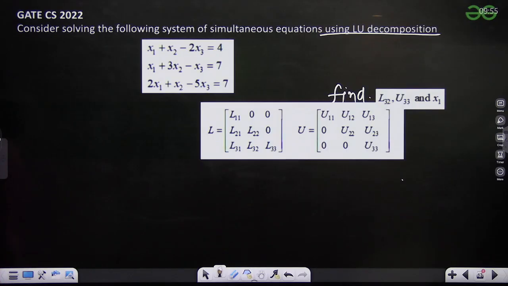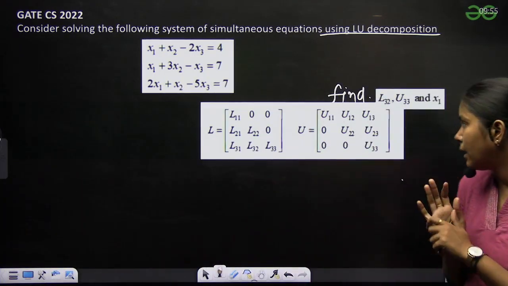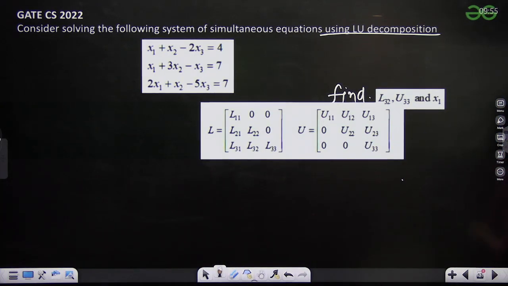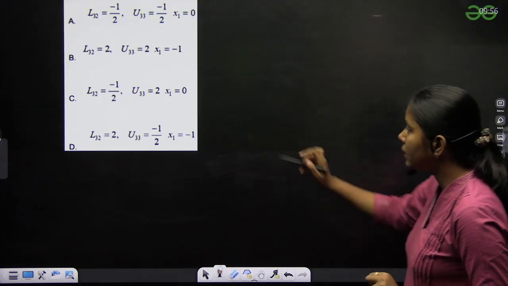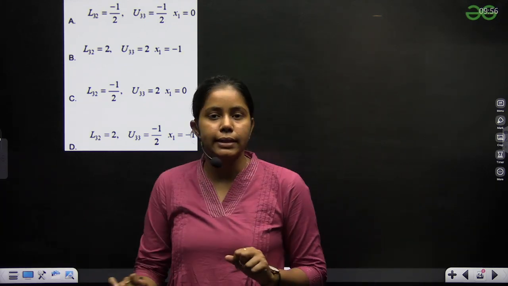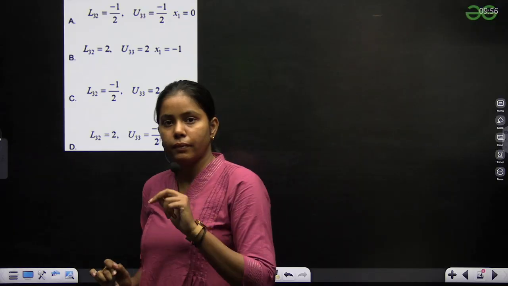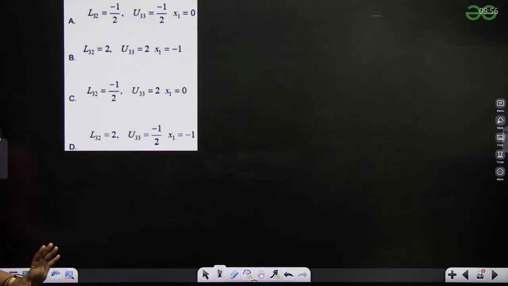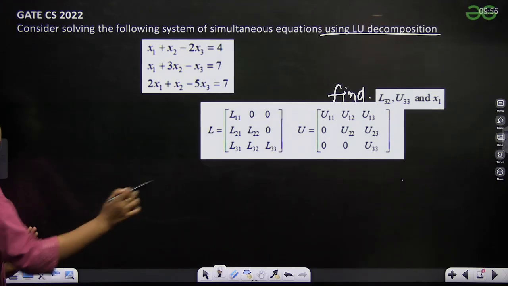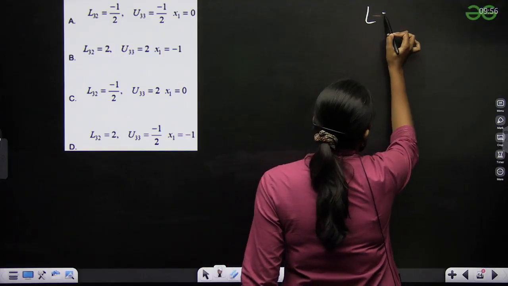Now guys, just pause this video and think about it. You would take diagonal entries of L as 1 or diagonal entries of U as 1. See, they are asking for U33, and you can see that none of the options has the value of U33 as 1. So that means I'll take the diagonal entries of L as 1, and the lower triangular matrix would look like this.